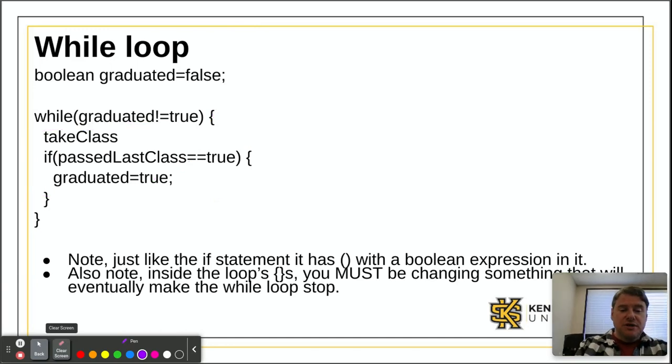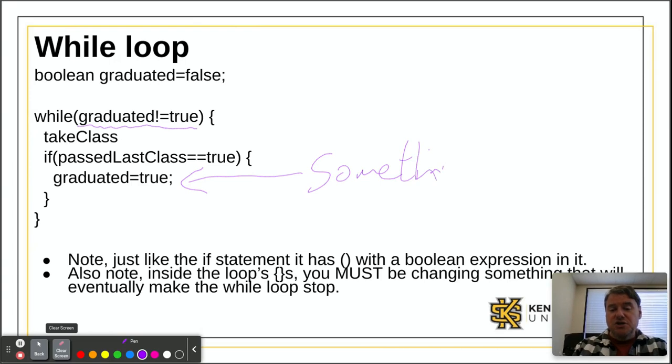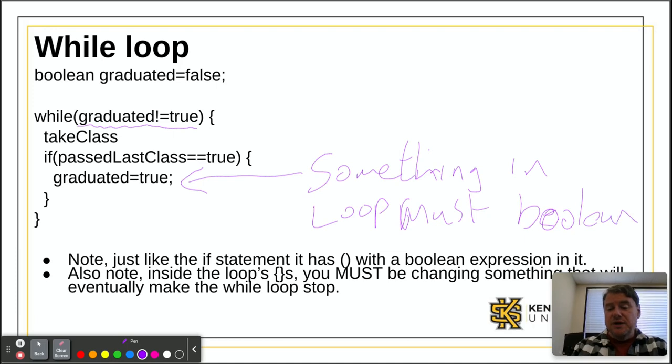Okay, so a very important part of this is this. Since the Boolean up at the top is checking graduated, eventually something in the loop must change the Boolean. The reason this is true is because otherwise the Boolean would never change, and therefore the loop would never stop. As long as this Boolean at the top is true, the loop will keep going.